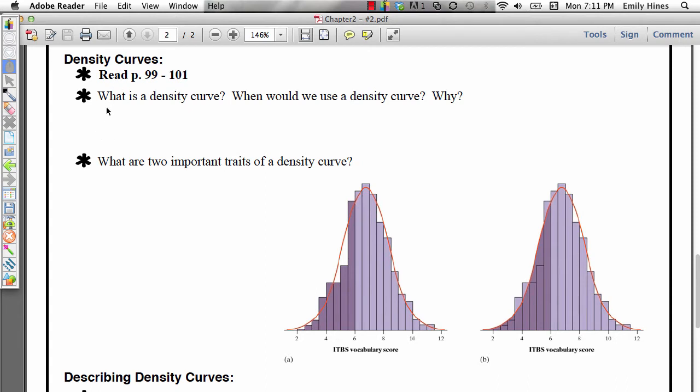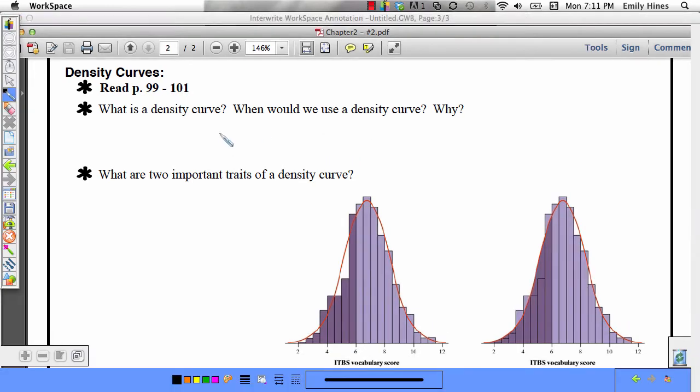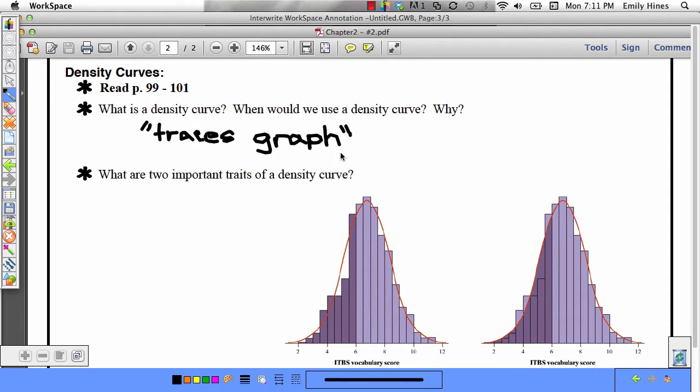Okay. A density curve basically is a trace of your graph. Whether it is a trace of a histogram or a dot plot, basically you are tracing over your graph to see what your graph would look like. And you can see these little red curves here. Those are density curves that are tracing these two graphs.